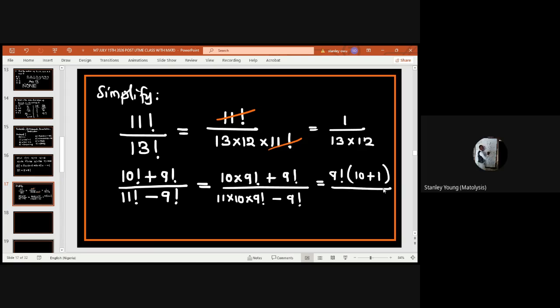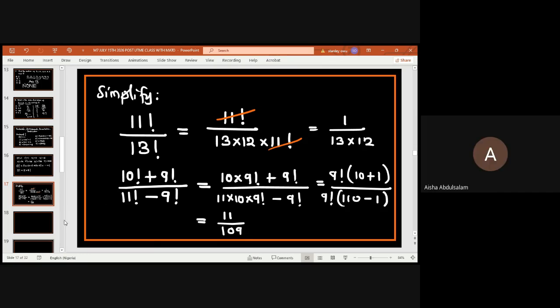Okay. Then if we factor out 9 factorial from the bottom, I'll be left with only 10 times 11 here, which is 110. Then minus, I'll have 1. So the 9 factorial on top will cancel out the 9 factorial below. So I'm having 11 left on top divided by 110 minus 1. That's going to give me 109. So the final answer there is 11 over 109. I hope you understand that.